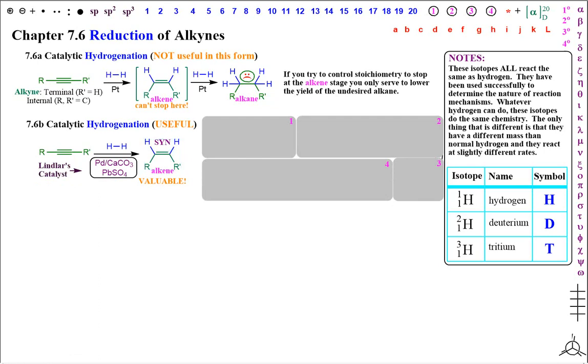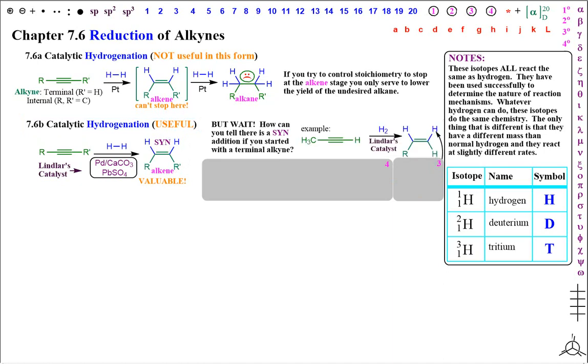Syn addition, you're not responsible for the mechanism. Let's look at some things. How can you tell there's a syn addition if you started with a terminal alkyne? If you have a terminal alkyne, you're going to have 2 H's on the end when you're done. No way to know if the new one is syn or anti to the carbon group. For example, if we used H2 and Lindlar's catalyst with this terminal alkyne, we get this, and there's no way to know that it's syn or anti.